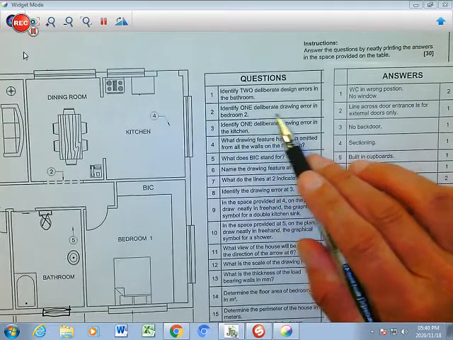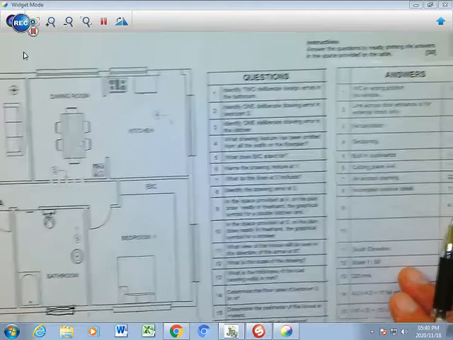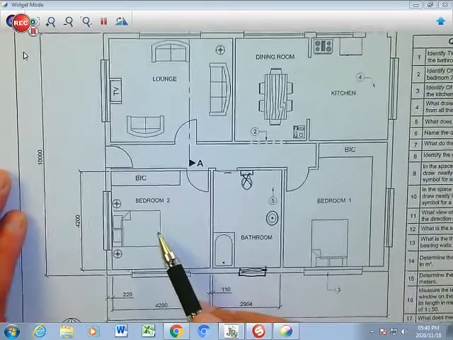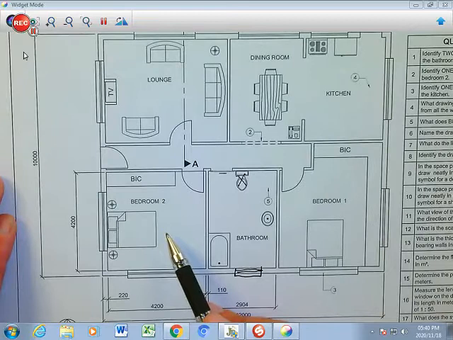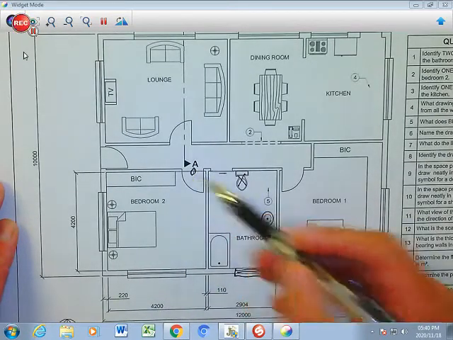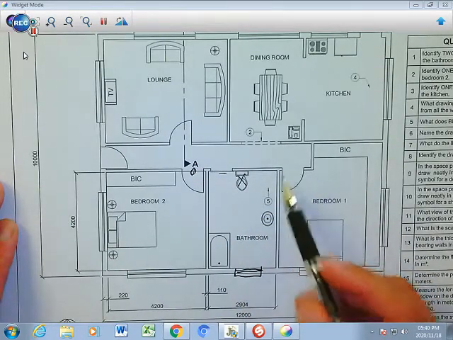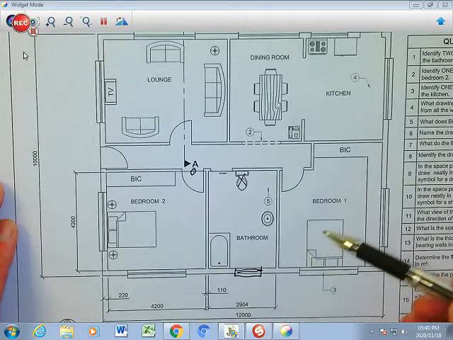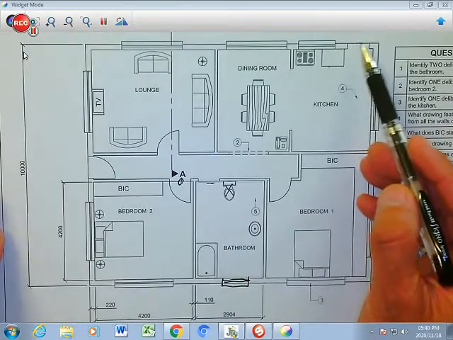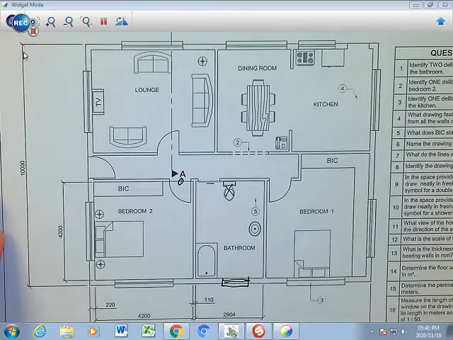Okay, the next question is: identify 1 deliberate drawing error in bedroom 2. So we are going to go to bedroom 2, which is there, and we're going to find the error is that the line across the door entrance is for the external door only. There is a problem there. There should be no lines going across. And if you look at an external door, it has a line on the outside there, not on the inside. So we'll get back to that over there.